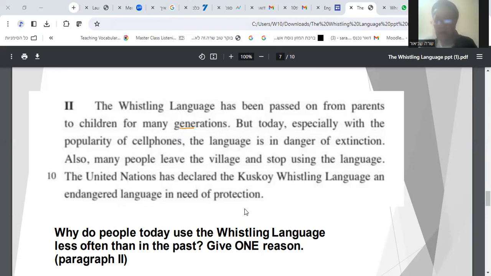Okay, so why do people today use the whistling language less often? You can start by saying the people today.